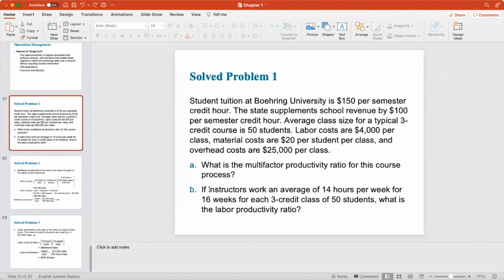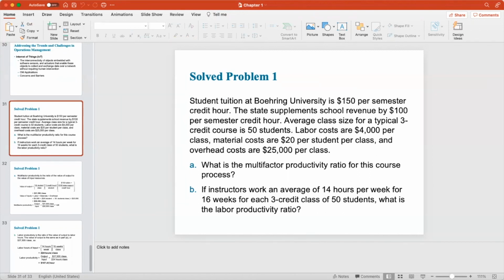Part B says that if instructors work an average of 14 hours per week, for 16 weeks for each 3 credit class of 50 students, what is the labor productivity ratio? Now, what is the key difference between part A and part B? Very straightforward. Part A is talking about the multi-factor productivity ratio, but part B is talking about labor productivity ratio. What is the key difference here?